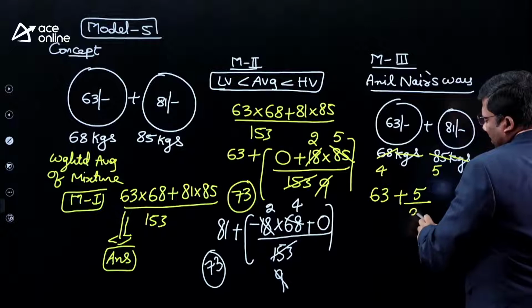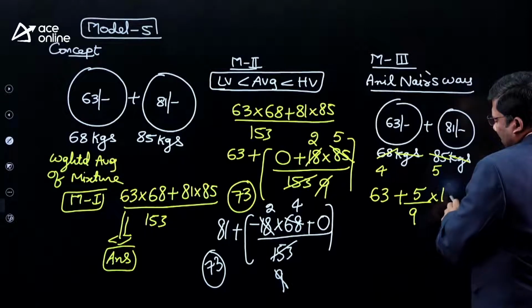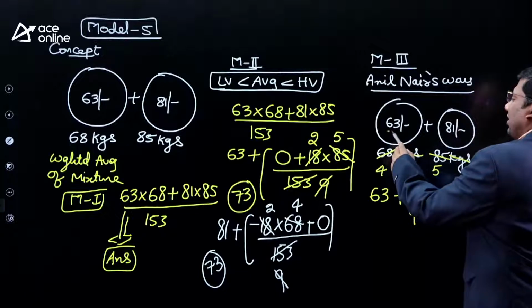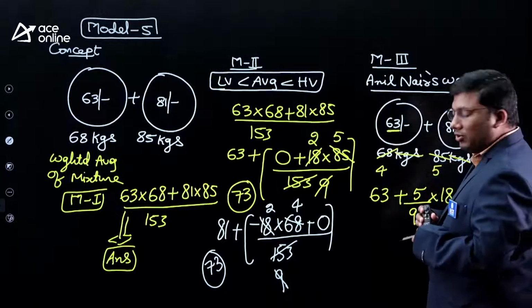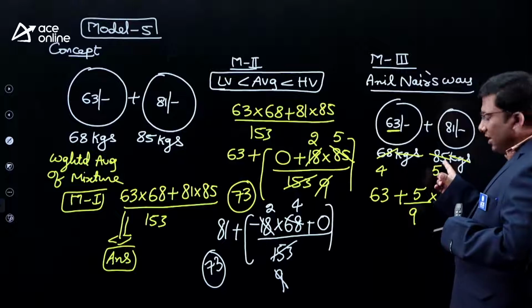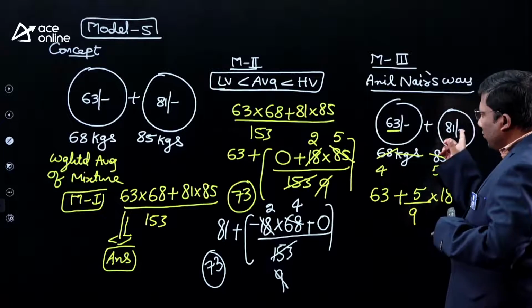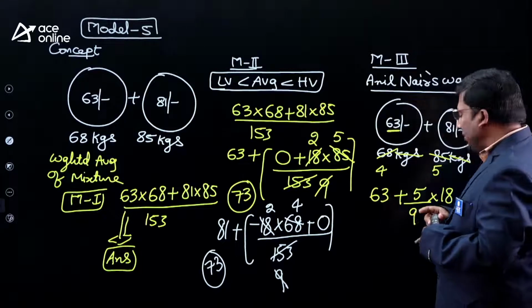5 plus 4, it is 9. 81, 63. Difference is 18. Again, I am explaining. Average is greater than lowest value. 63 plus, take this value 5. 5 plus 4, it is 9. 5 by 9 into 81, 63, gap is 18.